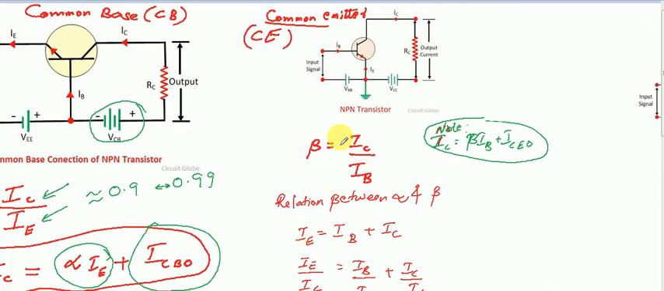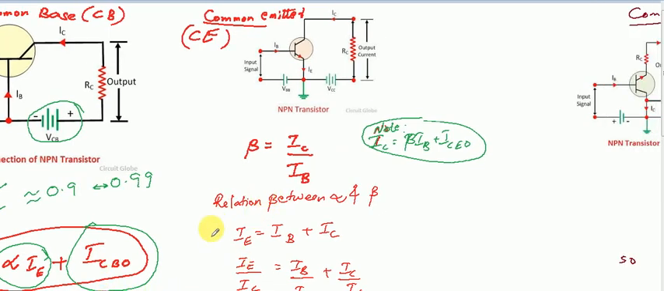Now from this common base configuration, we are moving to the next type of configuration, that is common emitter configuration. From the name itself, it is very clear that in this type of configuration, the emitter of the transistor will be common to both input circuit and the output circuit. You can see that emitter is connected common to the input section and the output section. That is why this is known as common emitter configuration.